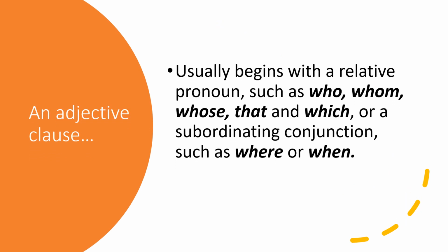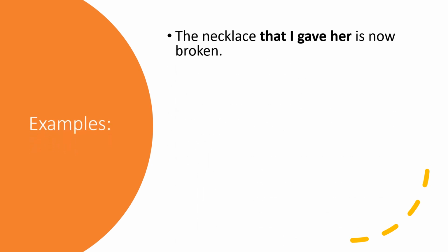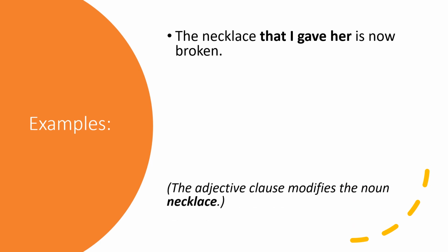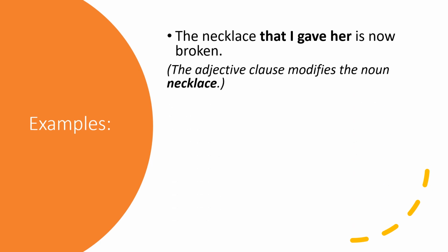An adjective clause usually begins with a relative pronoun such as who, whom, whose, that, and which, or a subordinating conjunction like where or when. The necklace that I gave her is now broken. The adjective clause modifies the noun necklace. The adjective clause in the sentence is the part which is in bold.